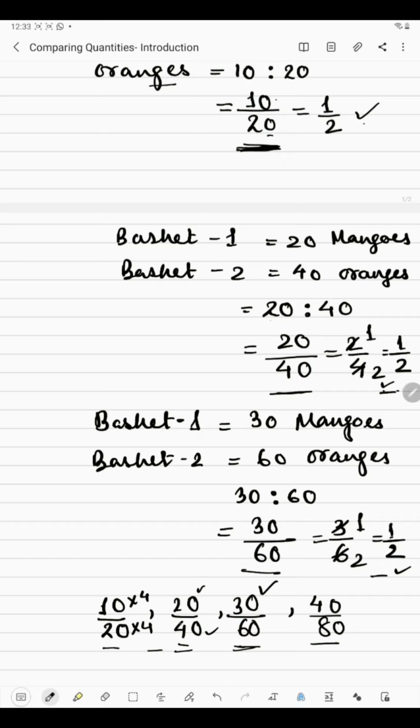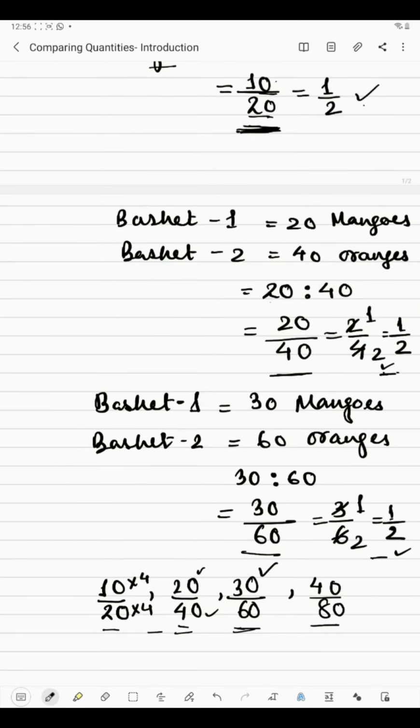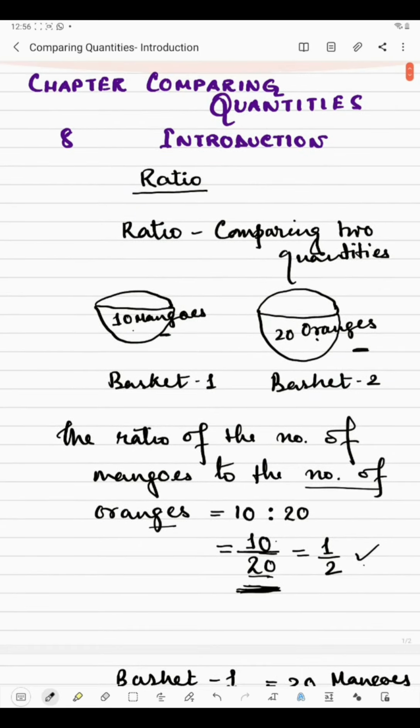So what does it mean? It means that if the ratio is 10 by 20, then the quantities will be multiples of 10 and 20, respectively. Now here we have one confusion. If the ratio is 10:20 or 10 by 20, it doesn't mean that basket 1 has got 10 mangoes and basket 2 has got 20 oranges.